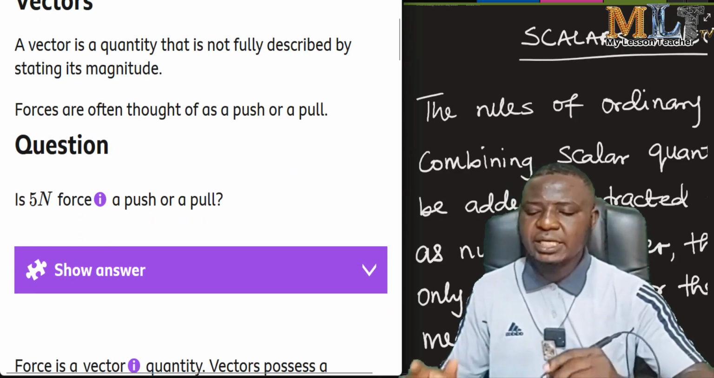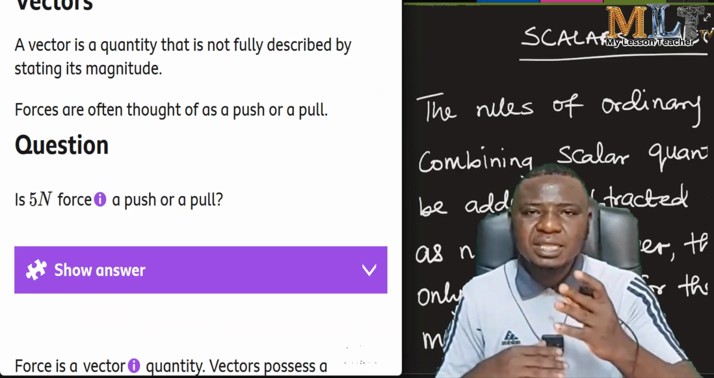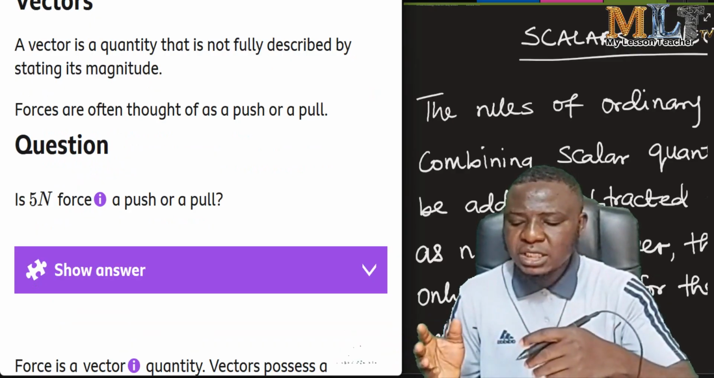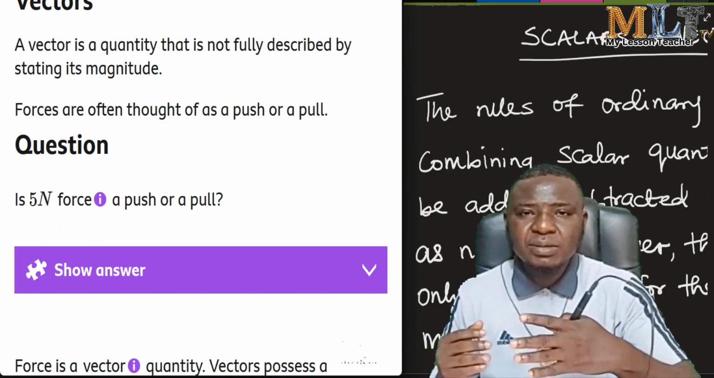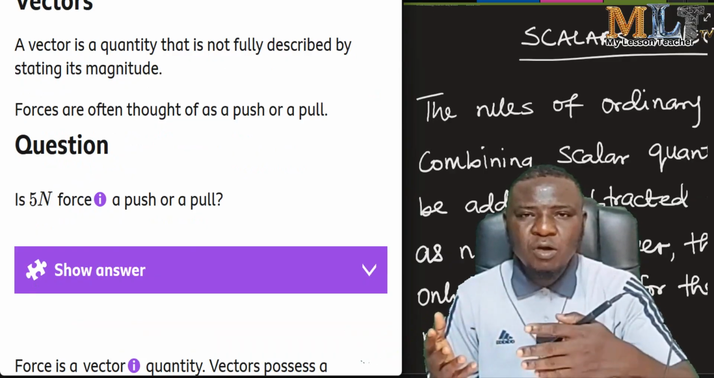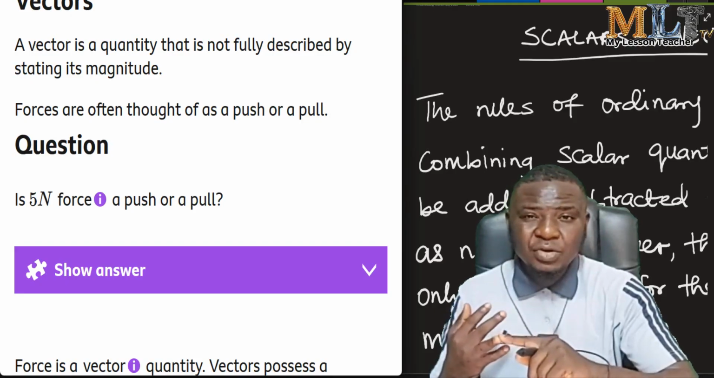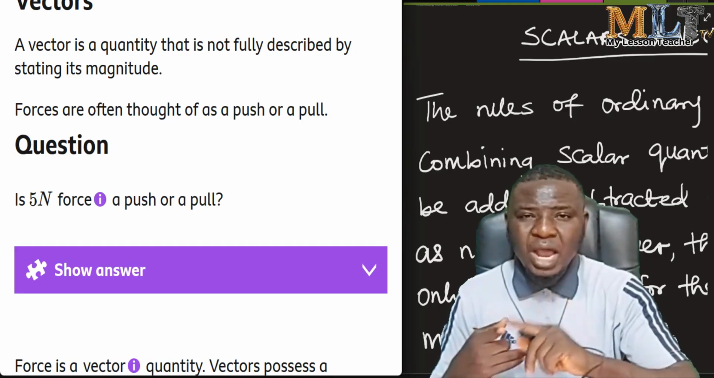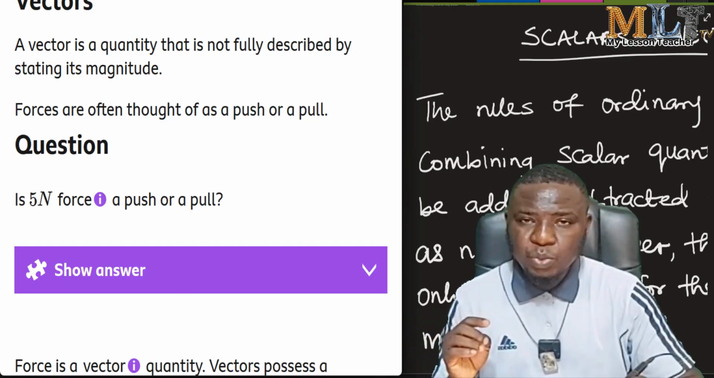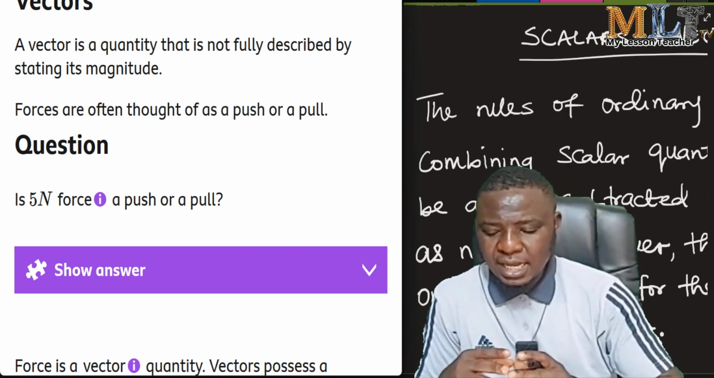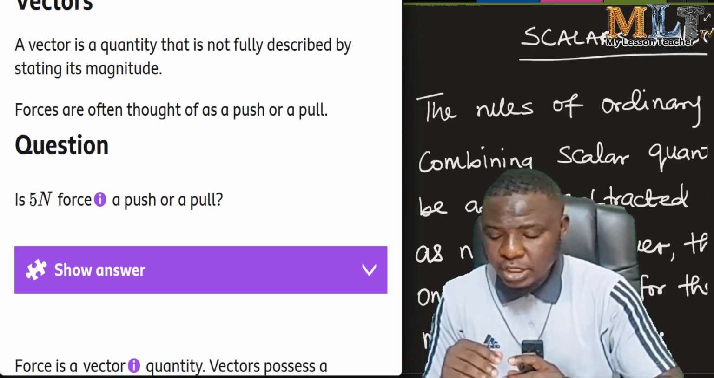Now, a vector quantity is a quantity that has both magnitude and direction. A vector quantity is a quantity that is not fully described by stating its magnitude only. Examples of vector quantities are force, acceleration, velocity, impulse, and so many of them. Okay, but we shall be using force as an example of vectors in most of our discussion today.